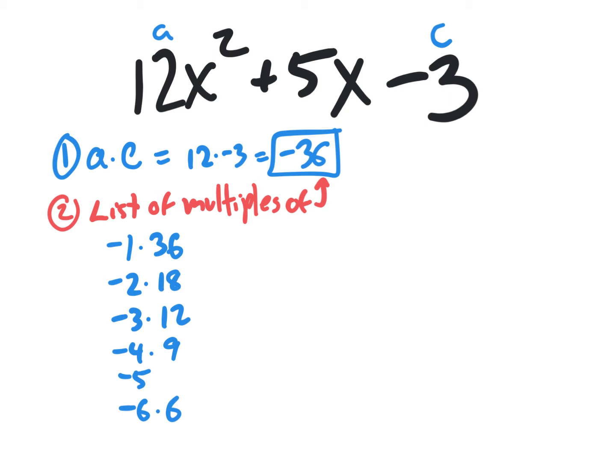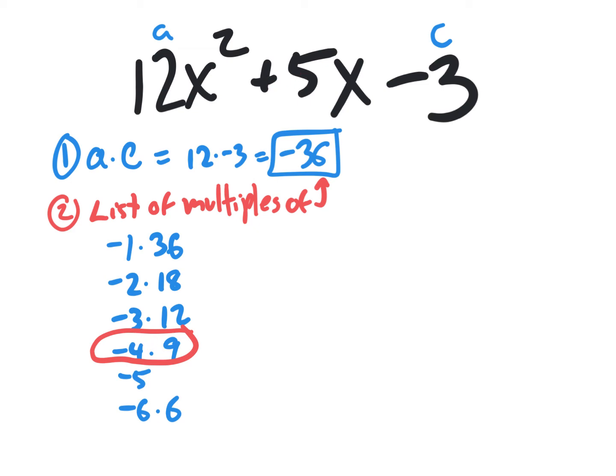So just like before, which of these pairs of numbers combines together to give us the middle value, positive 5? Negative 4 and 9, right? And we don't have to change any signs. That's ready to go. Negative 4 plus 9 really is positive 5. So this is the correct pair of numbers that we want.